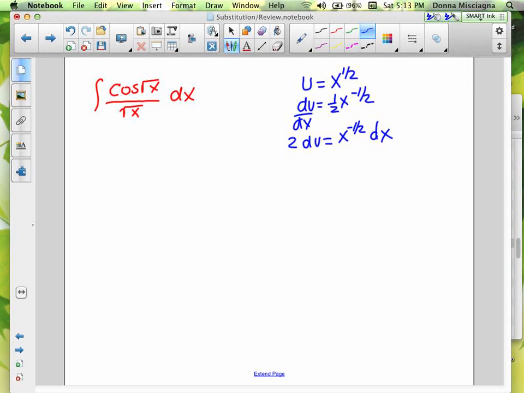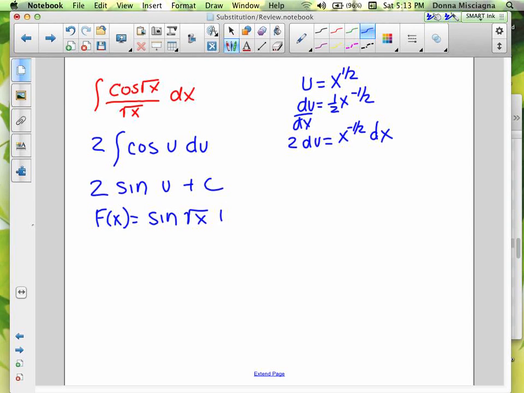So the u is going to replace the square root of x, and the 2 du is going to replace the square root of x in the denominator and the dx. Right? So this is just going to be 2 times the integral of cosine u du. Super simple. Now to integrate, we've got 2 sine u plus c, and let's just replace that u with f of x equals 2 sine of the square root of x plus c.